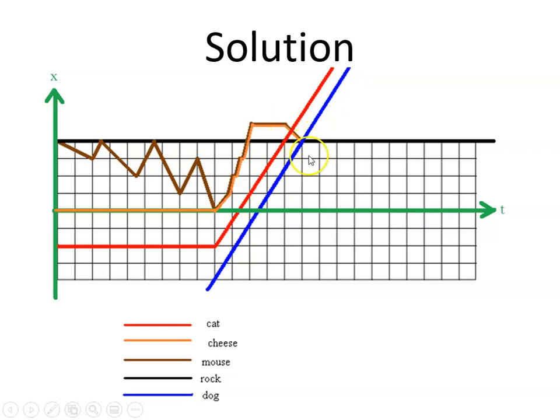Now, I guess I could have been a little cruel here and had the dog's slope being noticeably steeper than that of the cat, and then simply had the cat disappearing at some point, and then only the dog. But anyway, that's how we would graph this type of problem.